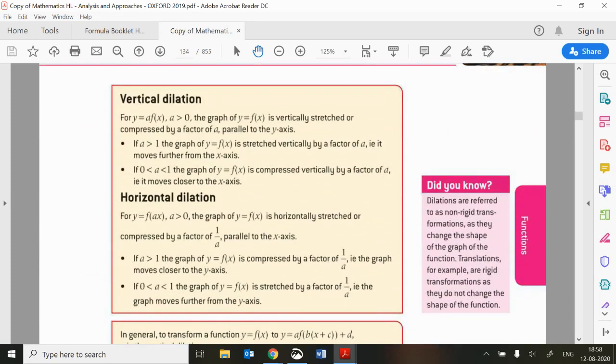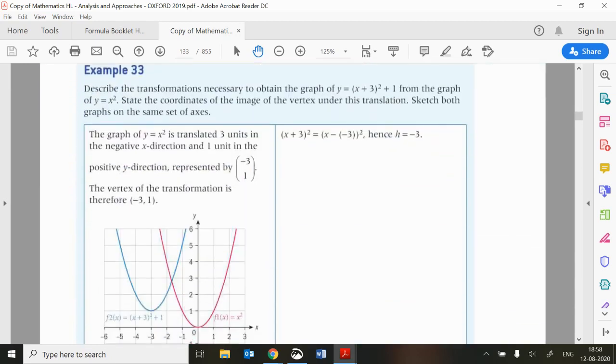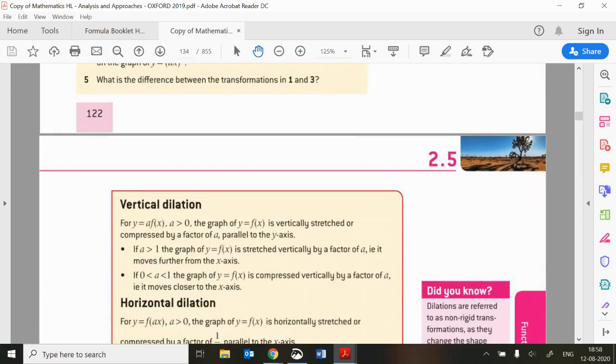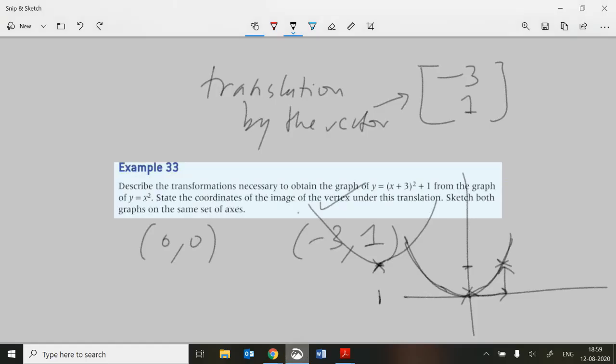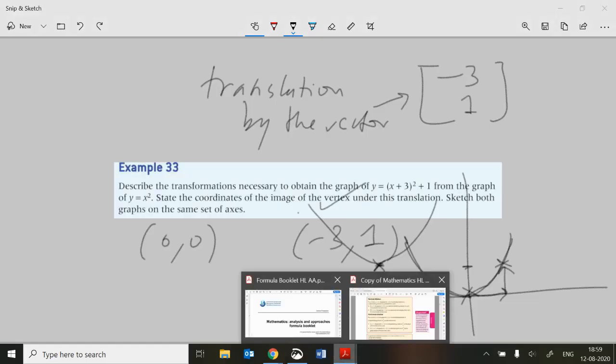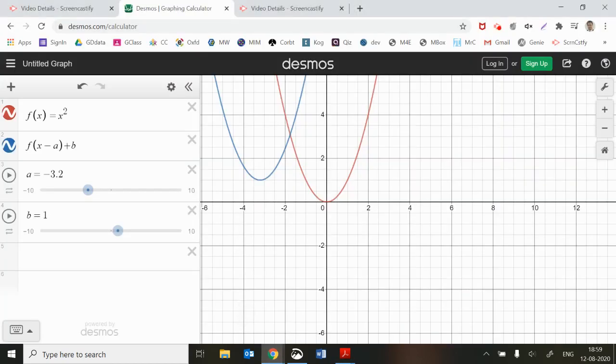Okay, vertical dilations and horizontal dilations. Oh, okay. Sorry, I thought this was turning up in the next bit. Okay, well, this is relatively straightforward. So let's have a little look at these ones. Essentially, they're talking about stretches here. So vertical stretches and horizontal stretches. Let's look at this through Desmos.